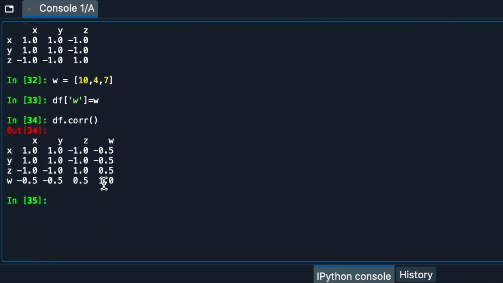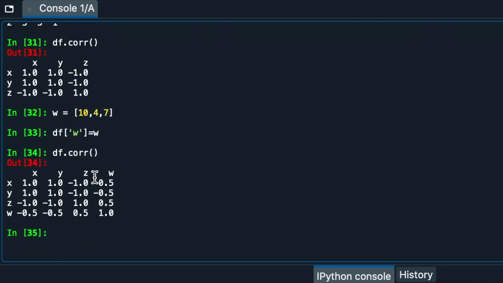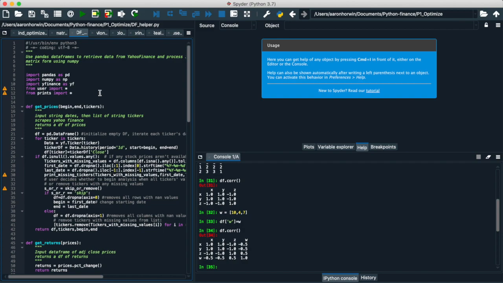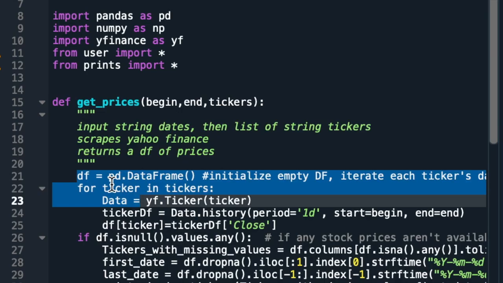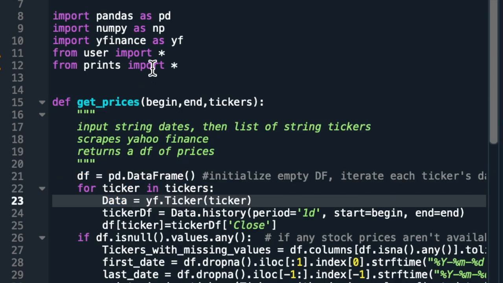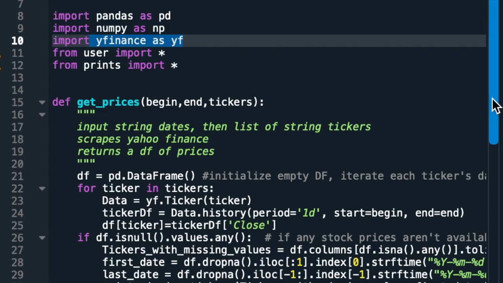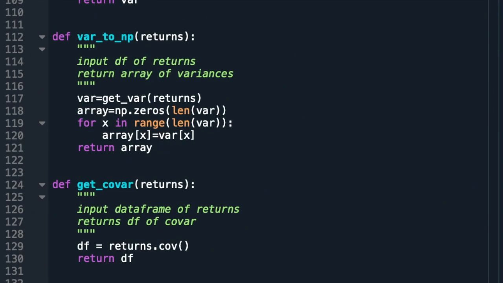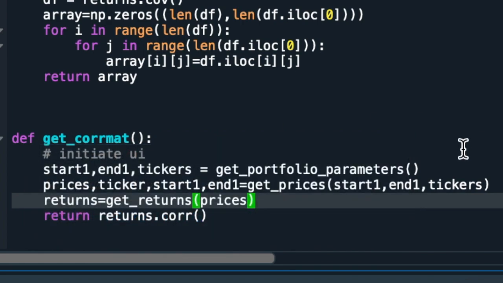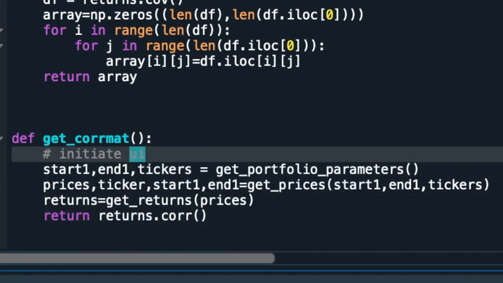Okay, so now that we've done that, let's look at something a little more complicated. Over here on the left, I have a portfolio optimization program. This is just my file for getting the live data. I have another video if you want to check out how to do that, but here's the function right here. It uses yfinance. But we're talking about correlation matrices, and this is the function that does that.